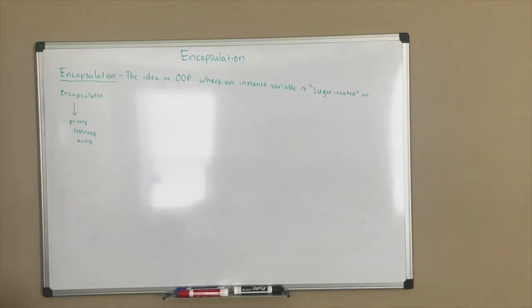Because the instance variable is encapsulated, we will not be able to just simply access it by printing the instance variable. So instead, what we have to do is create an object and use getters and setters to access the instance variable we defined. So that's the next part of the definition. The first part is the idea in OOP where an instance variable is sugar-coded or encapsulated.